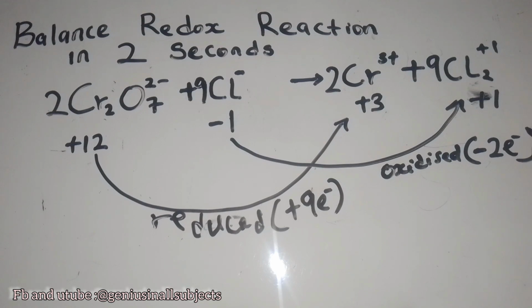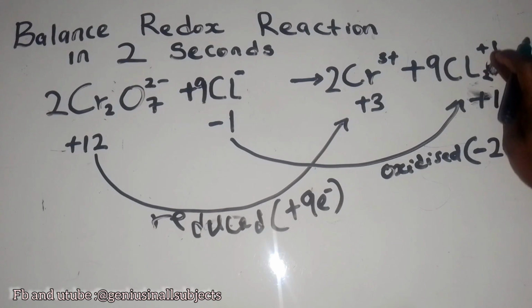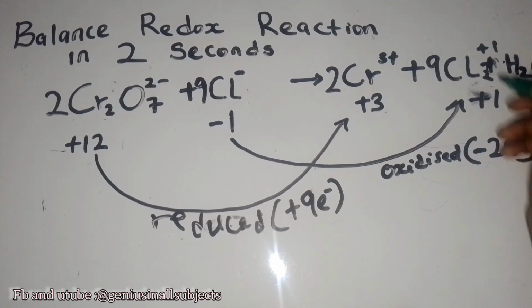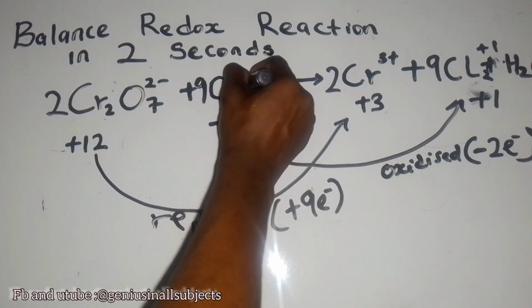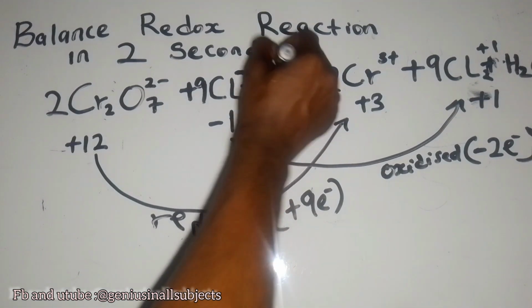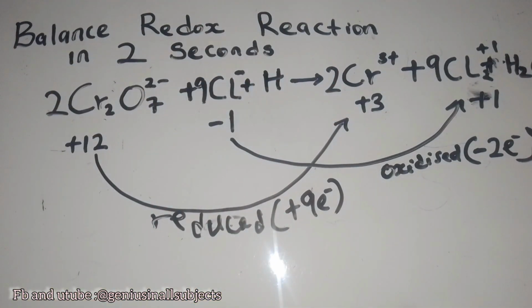Now how do we balance the oxygen? For us to balance the oxygen, we add water here. We add water. When you add water here, then you come to your right hand side and add hydrogen. Follow my steps. Once you have added water to the product side, and hydrogen to the reactant side, the next thing you are going to do is to balance them.